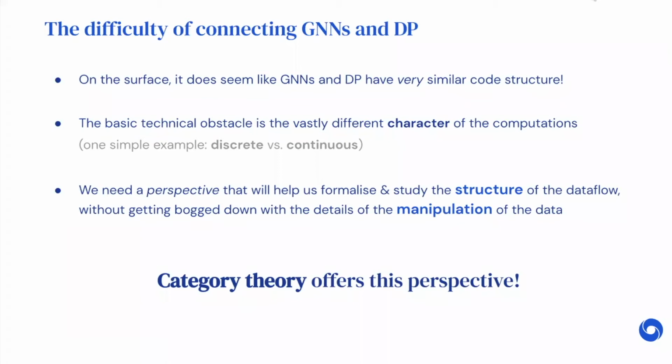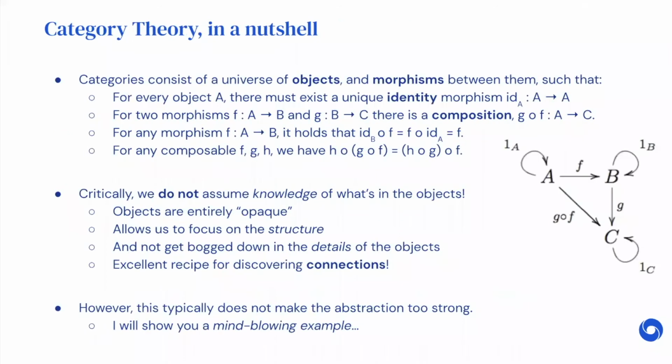So what we actually need is a perspective that will let us study the structure of the computation, because the code looks very similar, right? Without looking at the specifics of how the data is manipulated, like what are the number spaces and so on. And it turns out, in our opinion, that category theory can offer us this particular perspective. Now, I understand that not everybody in this audience has come across category theory before. I've only started learning it a few months ago, so I'm very actively learning. I'm going to try to convey a few basic ideas about category theory so that you can follow along the key ideas.